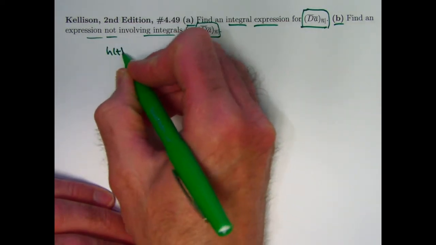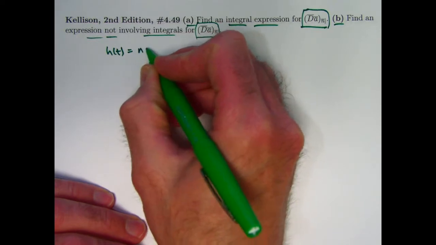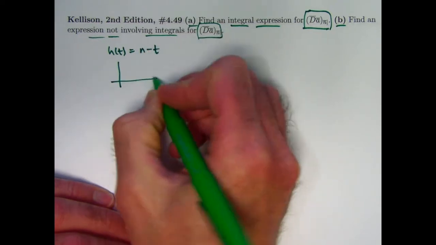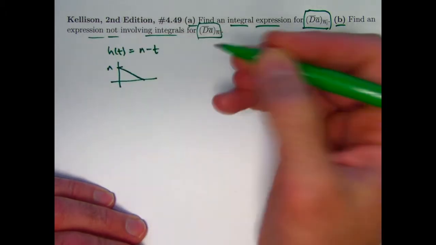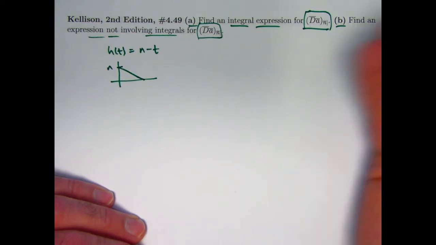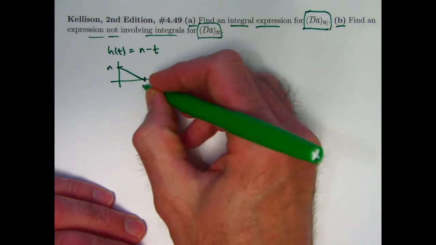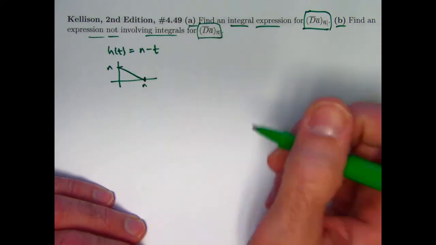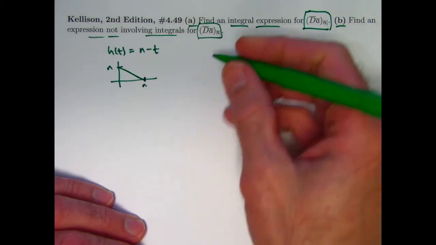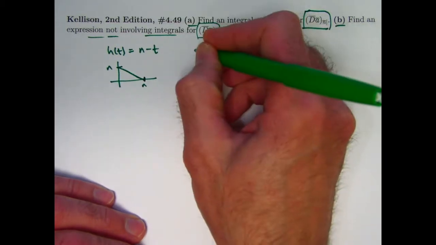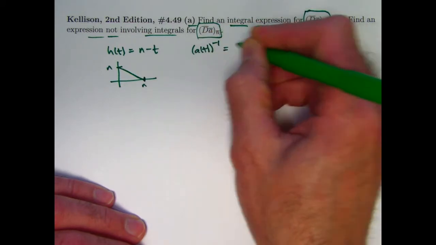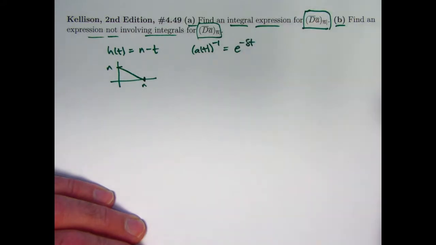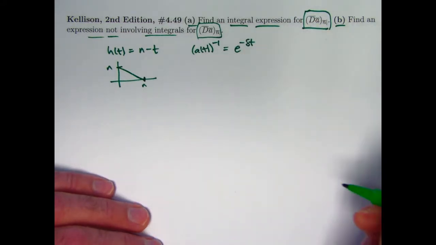h of t, the cash flow in this situation, is taken to be the special function n minus t. So that would be a linearly decreasing function with a slope of -1 and a vertical intercept of n. So initially at time 0, money is flowing into your account at a rate of n units of money per unit time. But over time, when you get to time n, this goes down to 0, and no money is flowing after that point. The assumed discount factor here, the accumulation function to the -1 power, is going to be e to the negative delta times t. We're assuming a constant force of interest when we use these symbols here.